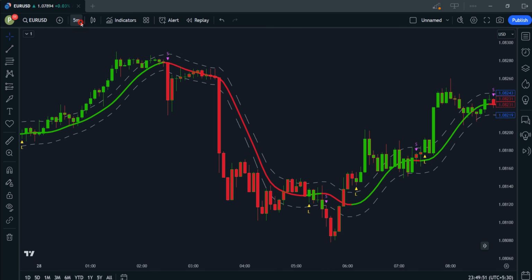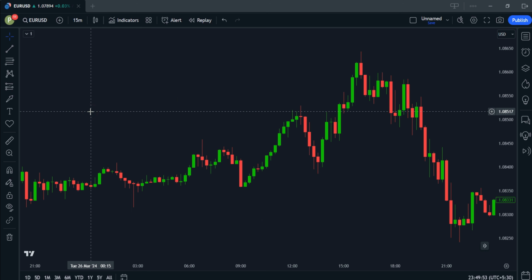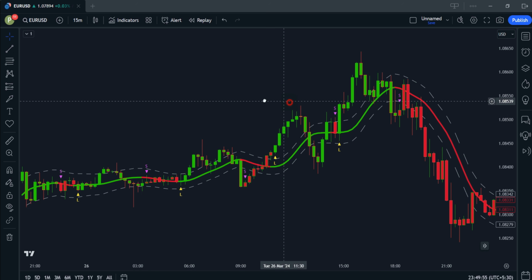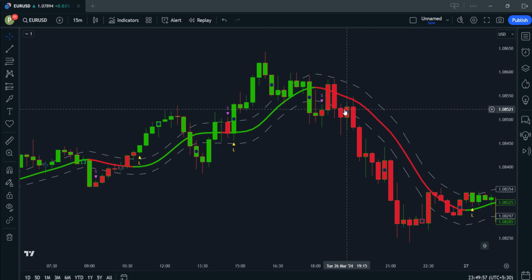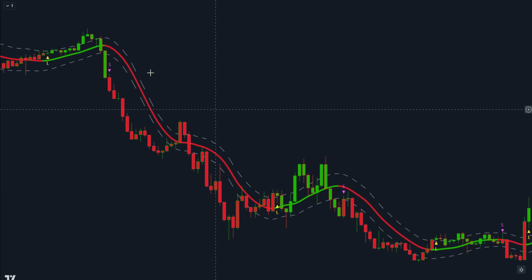We'll be using a 15-minute time frame for this strategy. This time frame can provide more frequent signals compared to longer time frames. We have to change some settings.